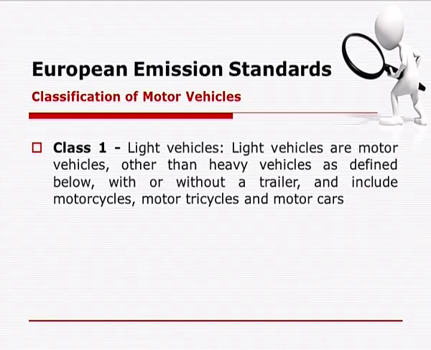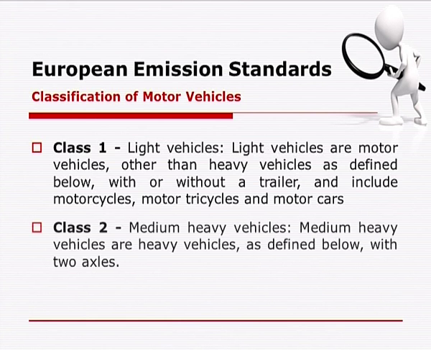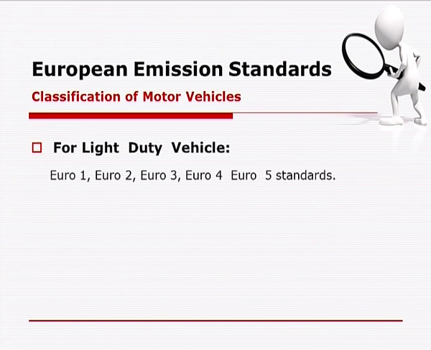Now, we will discuss different types of motor vehicles. Class 1 motor vehicles are known as light vehicles, and these are motor vehicles other than heavy vehicles as defined below, with or without a trailer, and it includes motorcycles, motor tricycles and motor cars. But class 2 motor vehicles are medium heavy vehicles, defined below, with 2 axles. For light duty vehicles, we maintain Euro 1, Euro 2, 3, 4, 5 standards.